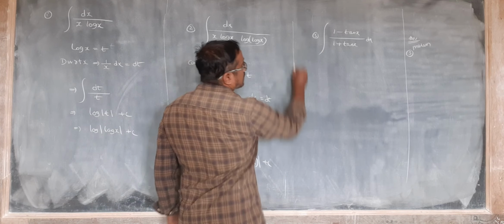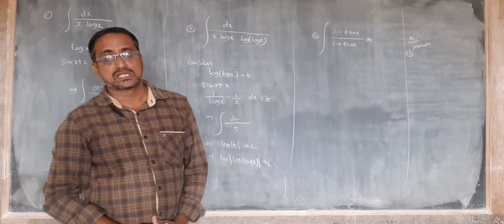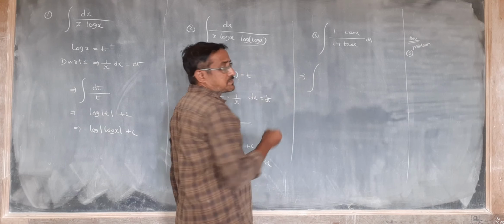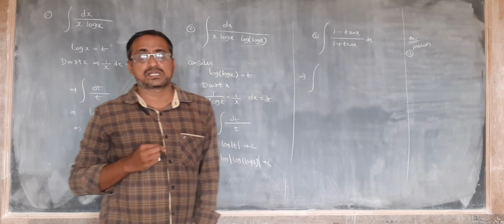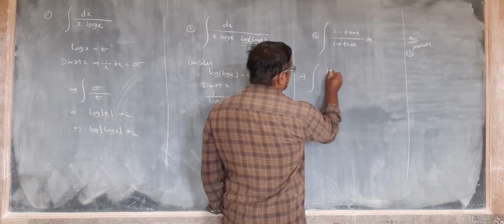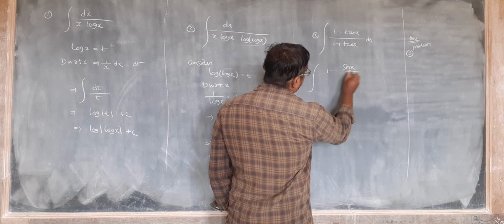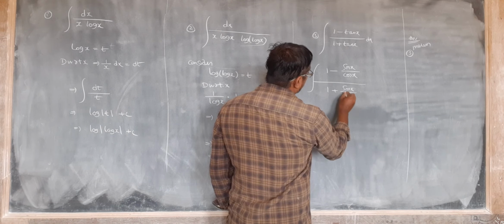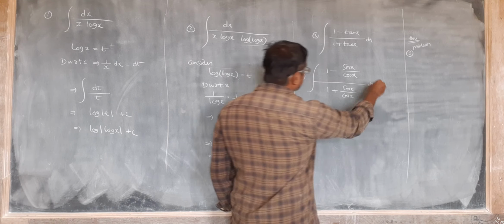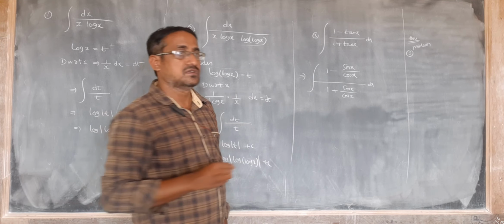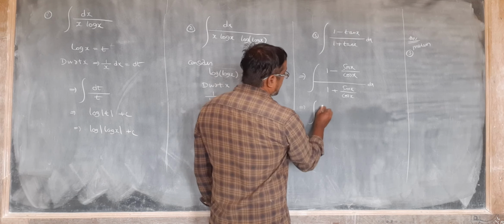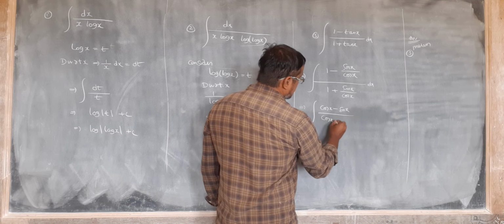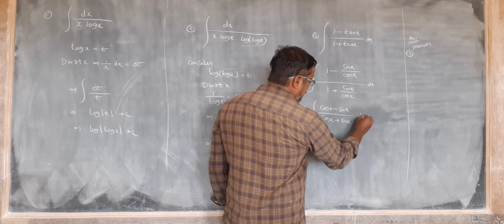Next one. Integral 1 minus tan x by 1 plus tan x. Now tan x can be written as sin x by cos x. So this can be written as 1 minus sin x by cos x by 1 plus sin x by cos x dx. If you take LCM, you will get integral cos x minus sin x by cos x plus sin x dx.